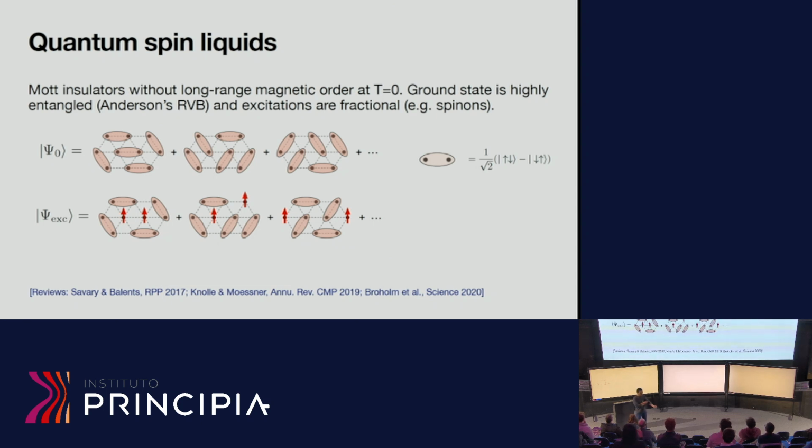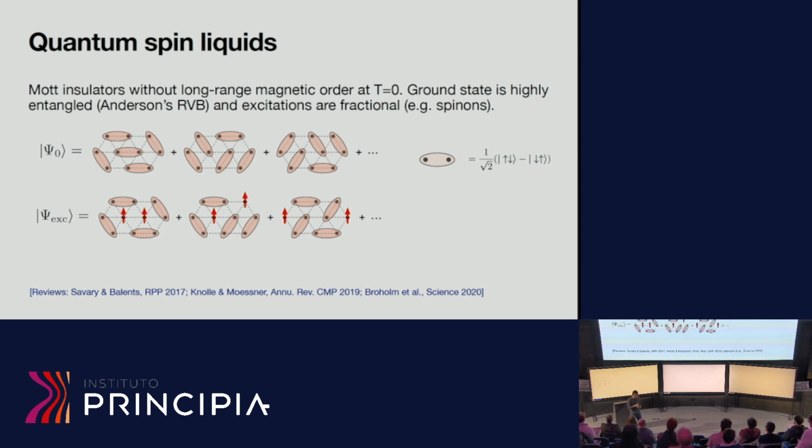So first, quantum spin liquids are spin systems that avoid long-range magnetic order at zero temperature. And the reason why this happens is because you have some strong interactions and quantum fluctuations that really destabilize a symmetry breaking state. And what you get is more exotic.